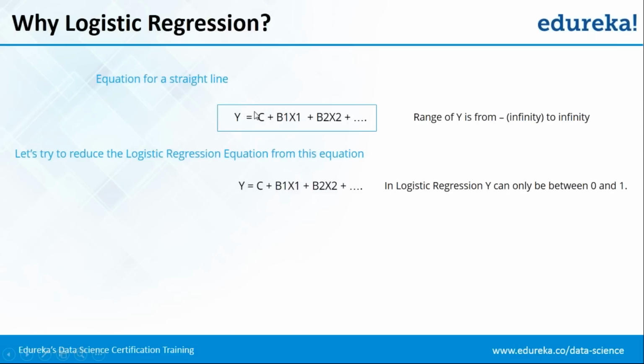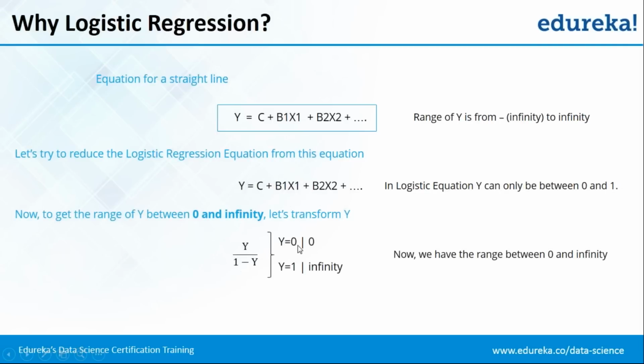The other part will remain the same, but y will change, and hence we can come up with a linear equation which will represent that curve. Our y's range for now is between 0 and 1, so to make it between 0 and infinity, we can divide by 1 minus y. If y is 0, it is 0 over 1 minus 0, which is 0. If y is 1, it is 1 over 1 minus 1, which is 1 by 0, which is infinity. So y's range has now become between 0 and infinity.